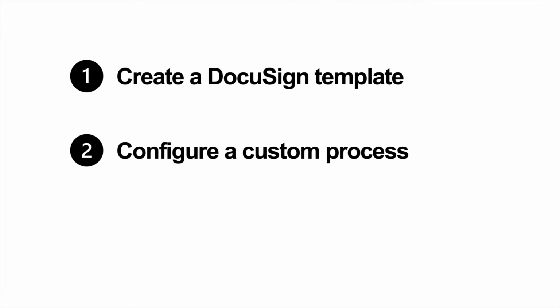To use Merge Fields, Step 1, create a DocuSign template. Step 2, configure a custom process. And Step 3, send the envelope. Let's take a look at an example.